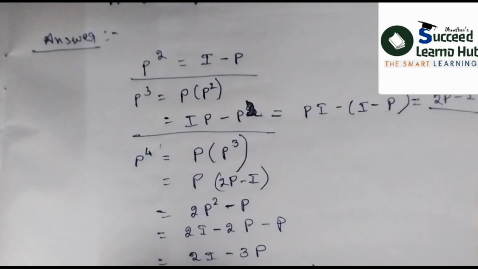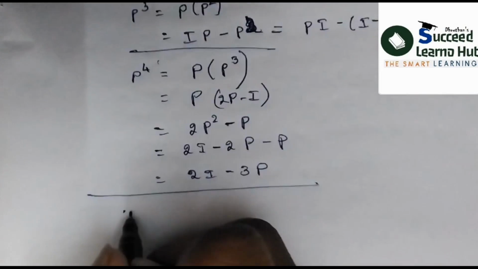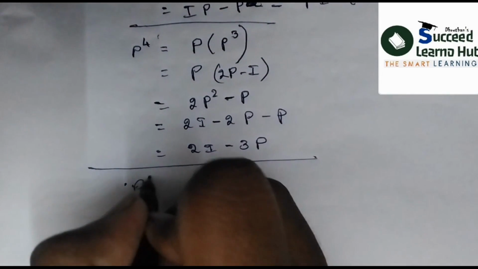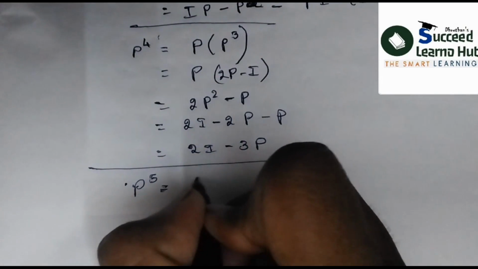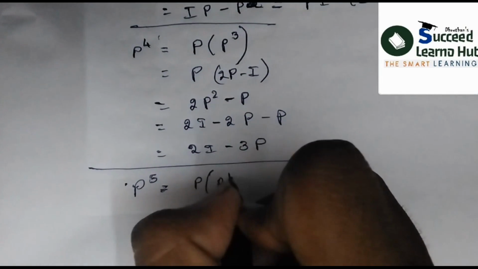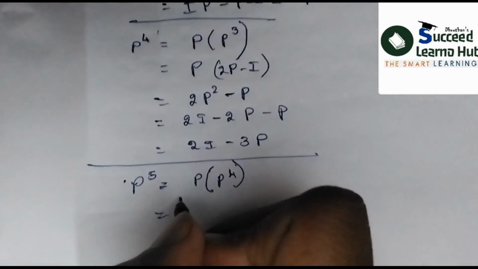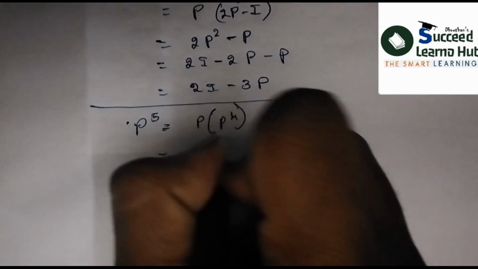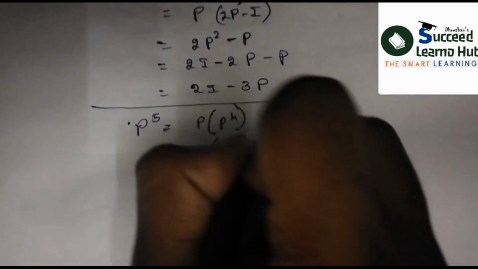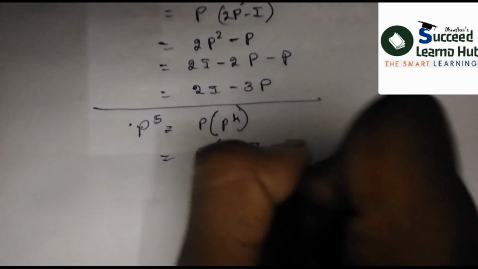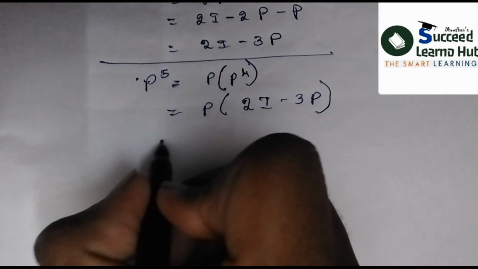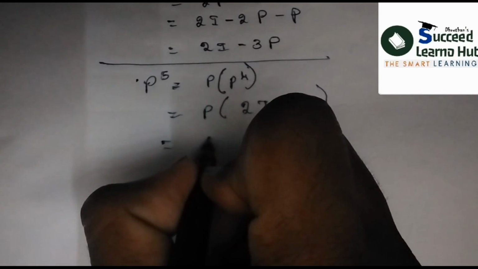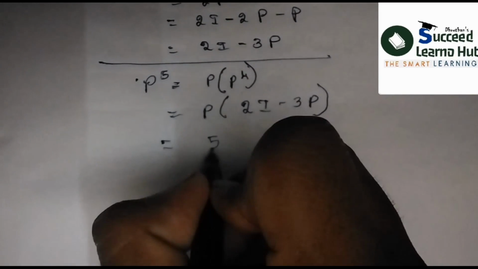Now, let us find out the value of P to the power of 5. P to the power of 5 is P into P power 4, which is equal to P into (2I minus 3P), which is equal to 5P minus 3I.